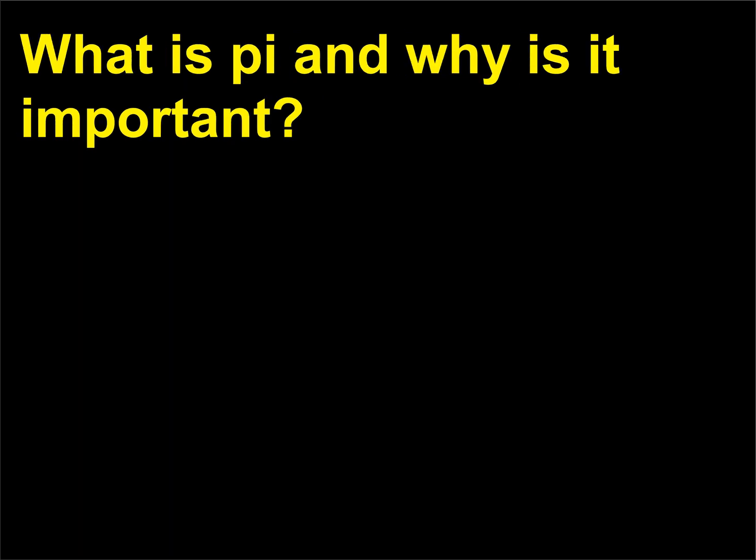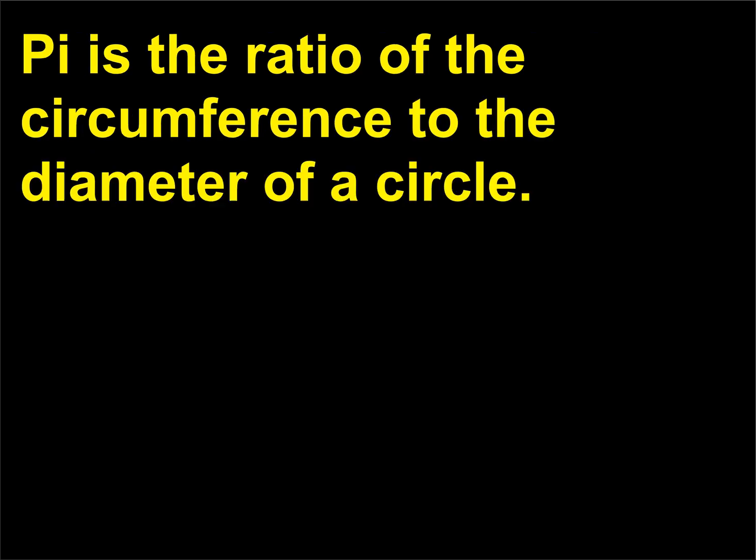What is pi and why is it important? Pi is the ratio of the circumference to the diameter of a circle.